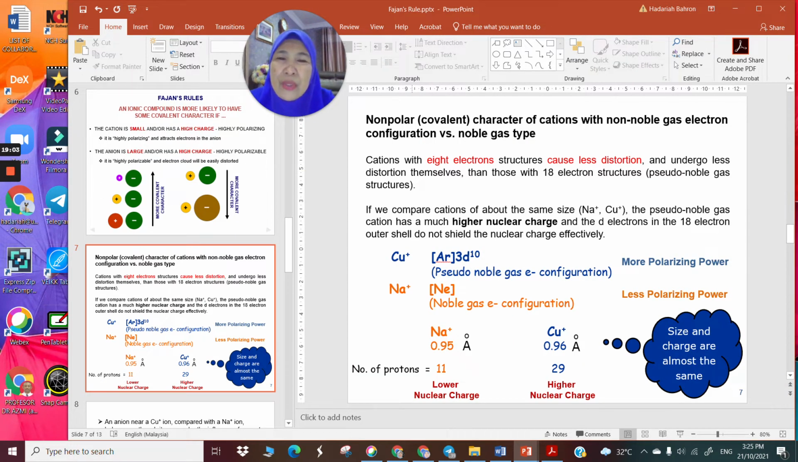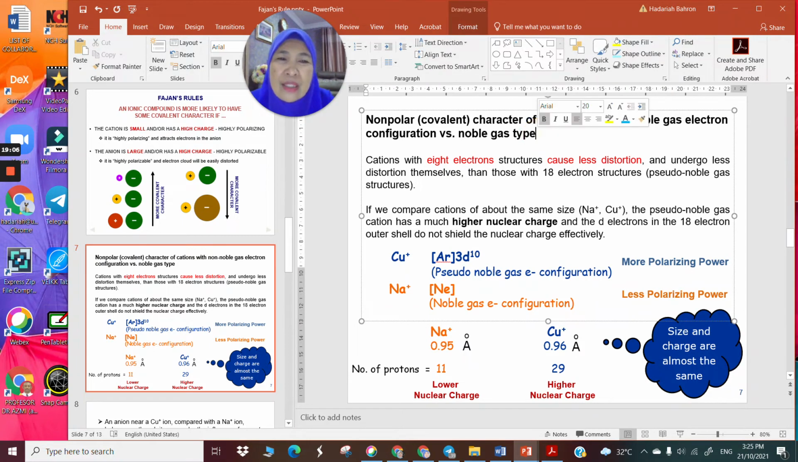So I have changed it slightly from the slide that you have. You may want to rewrite this title to make it more understandable. The title should be: the non-polar or covalent character of cations with non-noble gas electron configuration. Now remember, cations, when they are formed from representative metals, will have the configuration of noble gases, whereas the transition metals, when they become cations, do not become like a noble gas configuration. They just lose electrons like that.